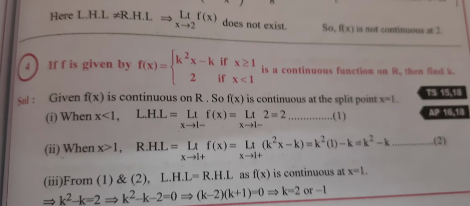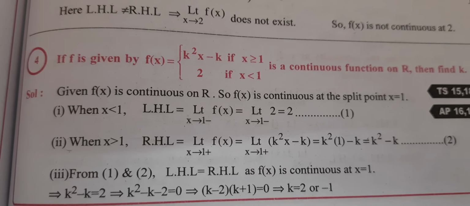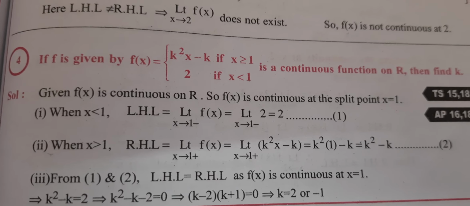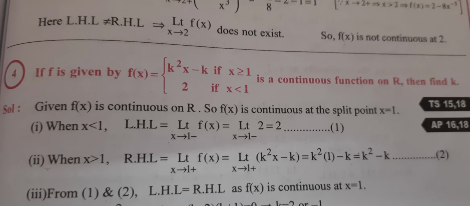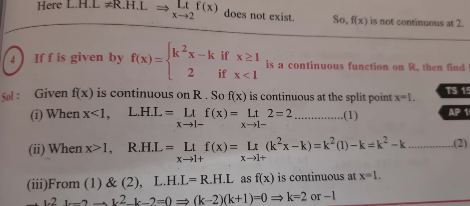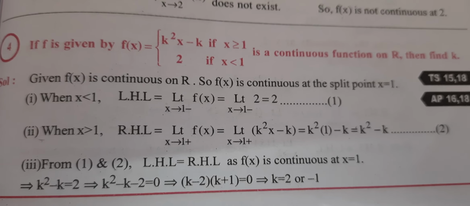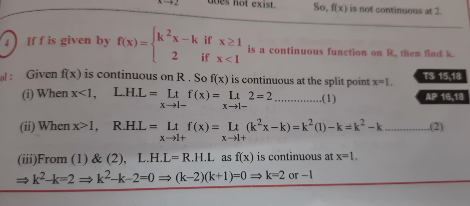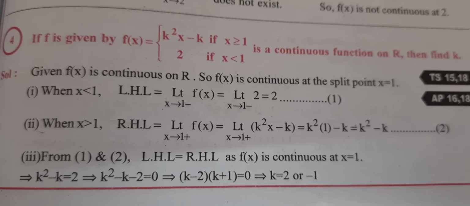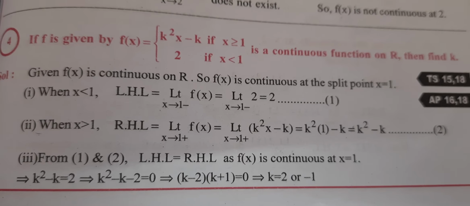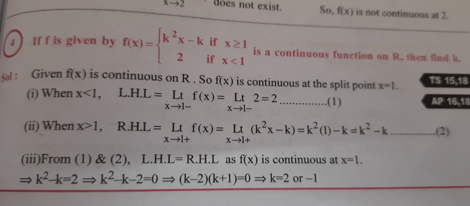And another one, if f of x is given by f of x is equal to k squared x minus k, if x greater than or equal to 1, is equal to 2 if x less than 1, is a continuous function on R, then find k. So if given f of x is continuous on R, so f of x is continuous at the split point x is equal to 1. So when x less than 1, left hand limit x tends to 1 minus f of x is equal to limit x tends to 1 minus 2, that is equal to 2. We call it as 1.